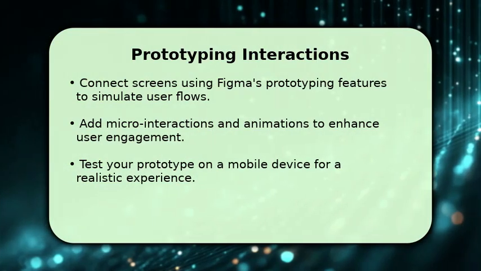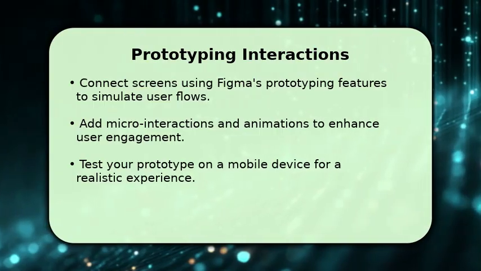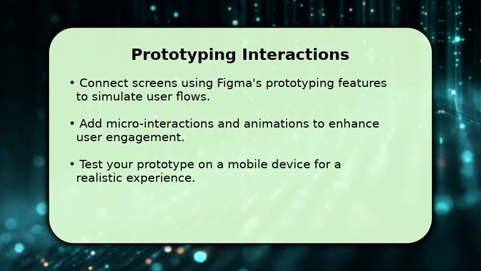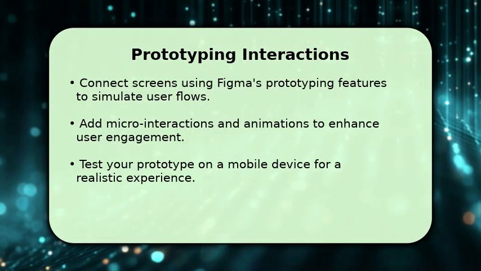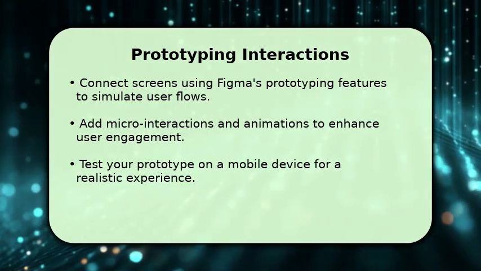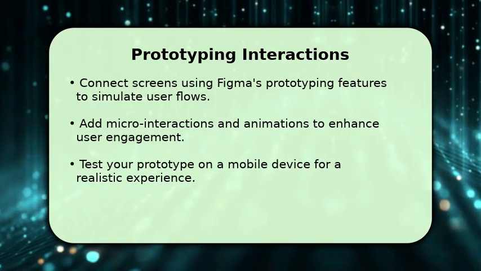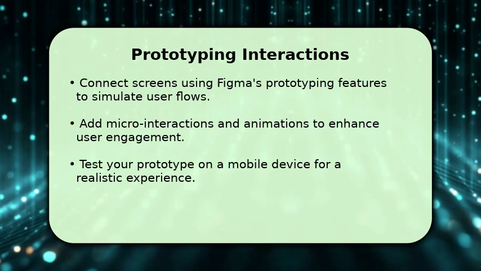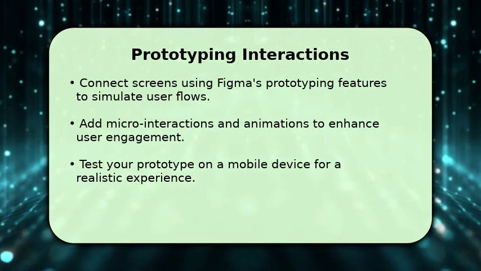With your screens designed, it's time to bring them to life through prototyping. Use Figma's Prototype tab to link your screens, simulating how a user would navigate through the app. Experiment with different transitions and animations, like Smart Animate, to create a smooth and engaging experience. Always test your prototype directly on a mobile device. This helps you catch any usability issues and refine the interactions for a truly native feel.